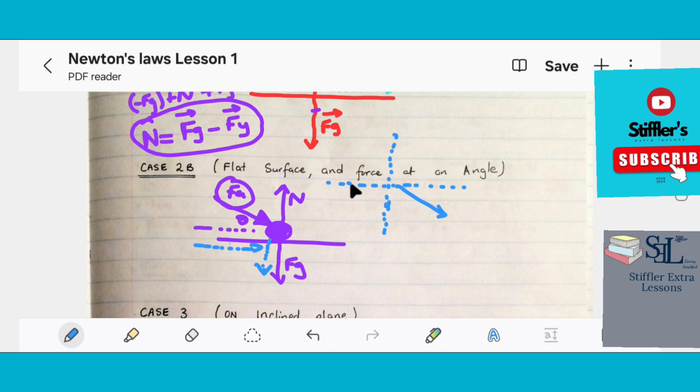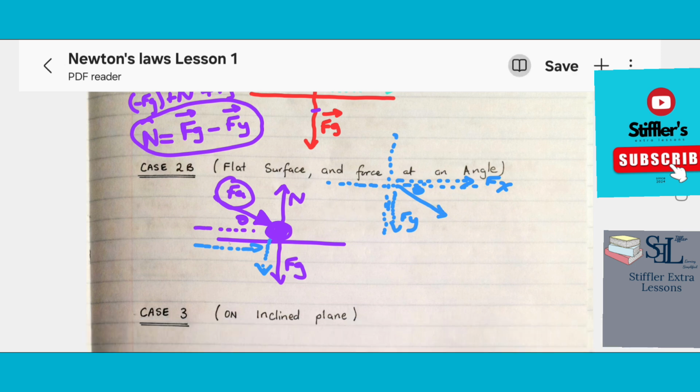So I hope your maths game is good. If this force is acting in the third quadrant, obviously it will have our F at y in this situation, and it will have our F at x like that. So now how do you find the normal force now?